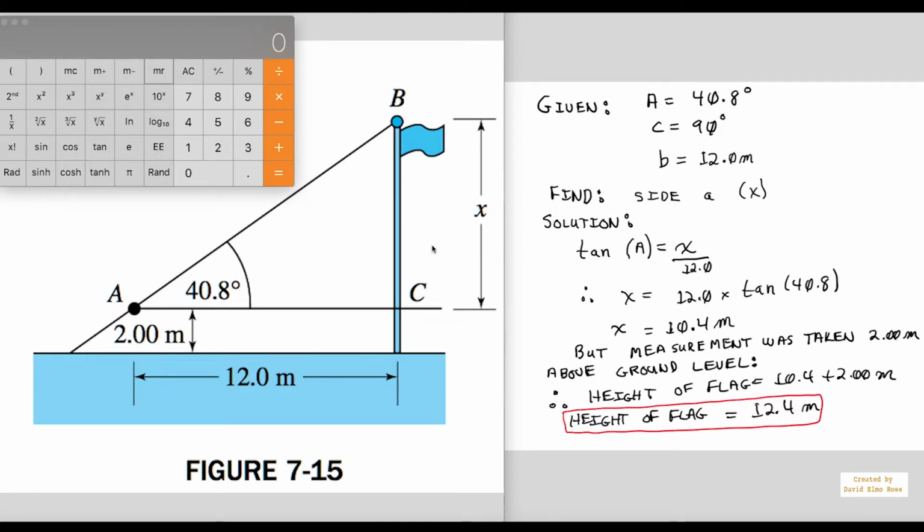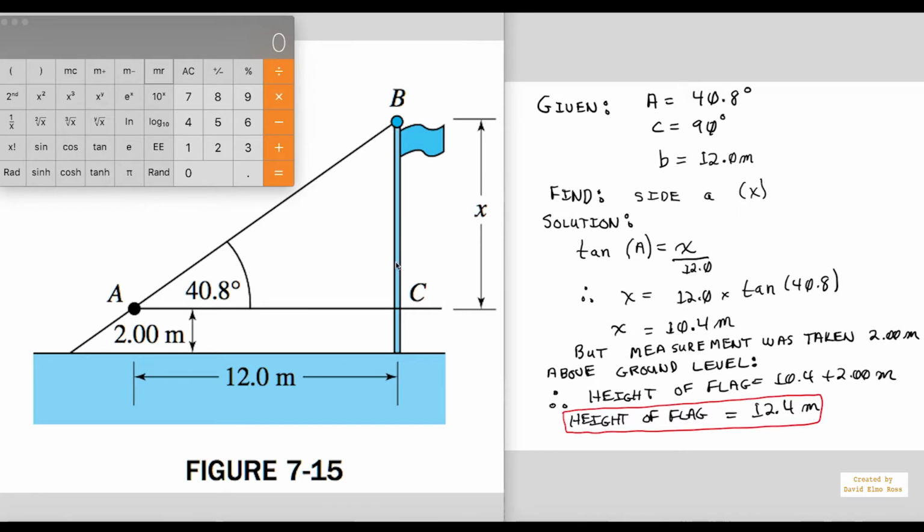Now we're given a problem here to find the height of the flagpole from point B all the way to the ground. The observer here, however, set up their measuring equipment 2 meters from the ground at a distance of 12 meters from the flagpole. And what they found is when they set the measuring instrument at 40.8 degrees, they could just see the top of the flagpole.